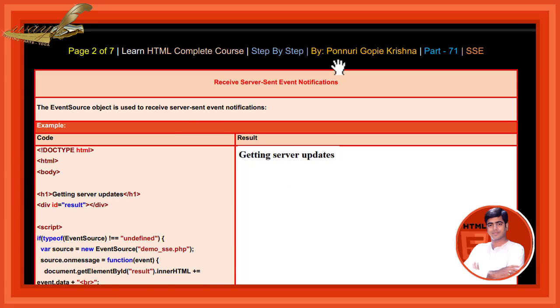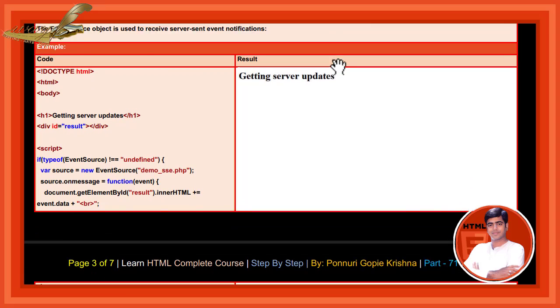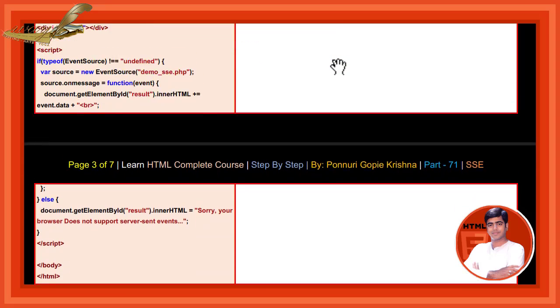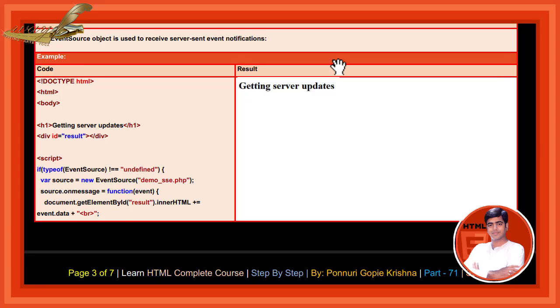Receive server-sent event notifications. The EventSource API is used to receive server-sent event notifications. See the code. If you write and execute this code, the result returned is the server updates.